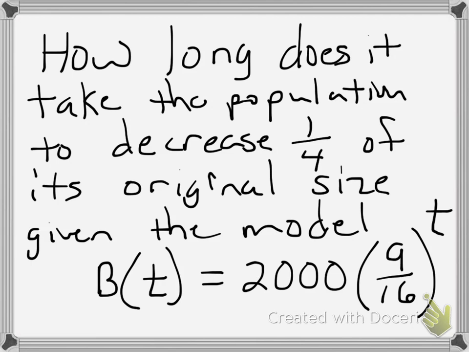So again, this model shows a decrease by 7/16 of the original size, and we want to know how long it takes the population to decrease to 1/4 of its original size. Well, if something is decreasing by 1/4 of its original size, the decay factor would have to be 3/4. So what I need to do is rewrite this equation with a decay factor of 3/4.